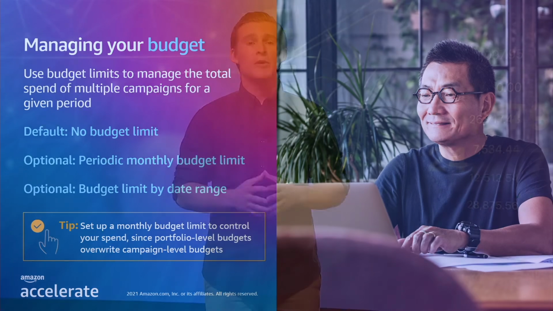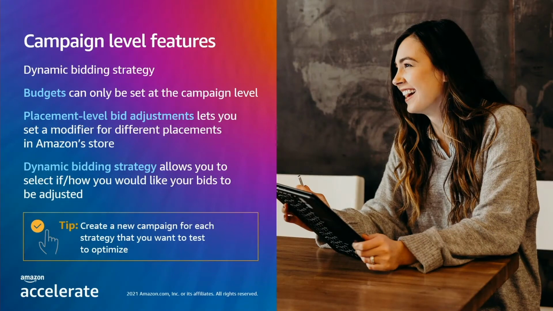Now, let's take a moment to look at campaign level features. Remember how I mentioned that each campaign should have a goal and strategy? This is because the campaign level has the most robust set of additional features available to help you optimize. First, the campaign level is where you will set your budget. Being able to allocate a specific amount of budget to each strategy based on performance will help make sure you're putting your advertising budget where it's most likely to convert.